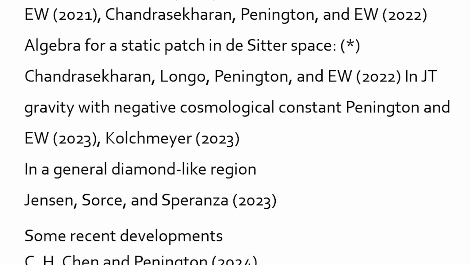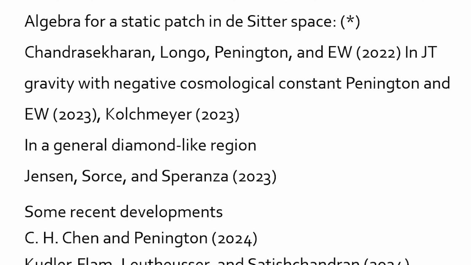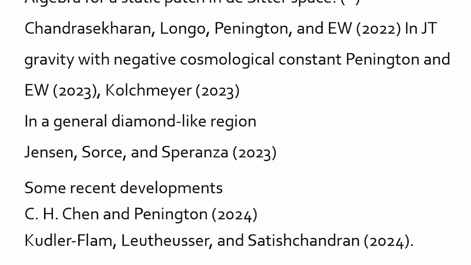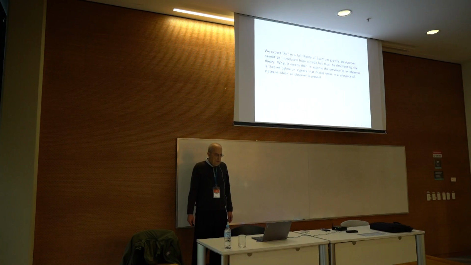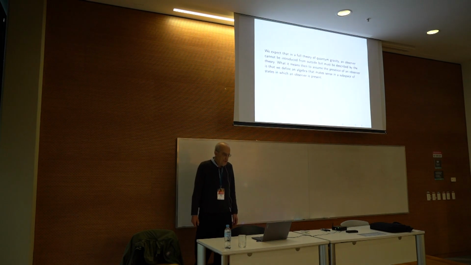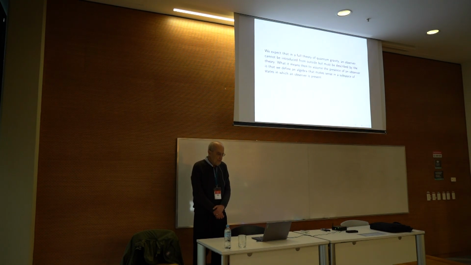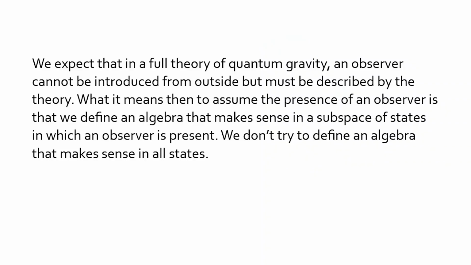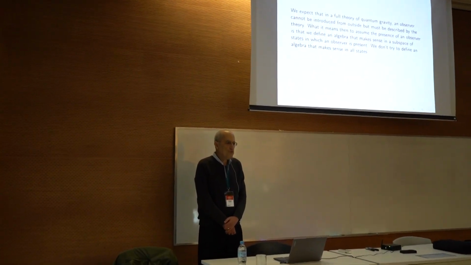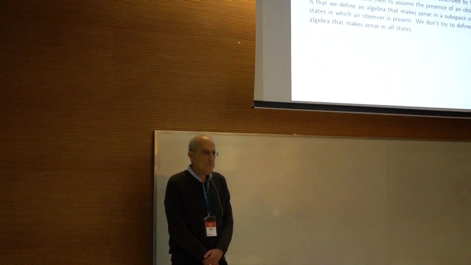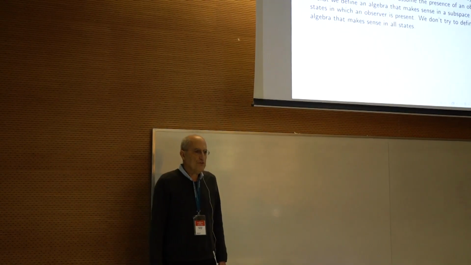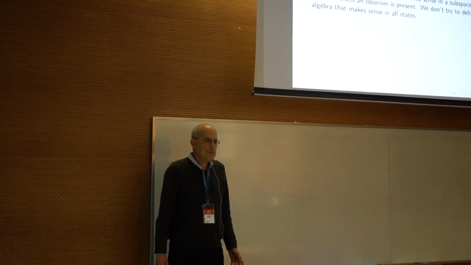Now, we expect that in a full theory of quantum gravity, an observer can't be introduced from outside, but has to be described by the theory. So what it means to assume the presence of an observer is that we define an algebra that makes sense in a subspace of states in which an observer is present. We don't try to define an algebra that makes sense in all states for two reasons. One is we don't know how to, and the second is we can't see what good it would be if we could define it. Of course, those two facts presumably go together. Presumably, we can only define algebras that are useful, that describe something.